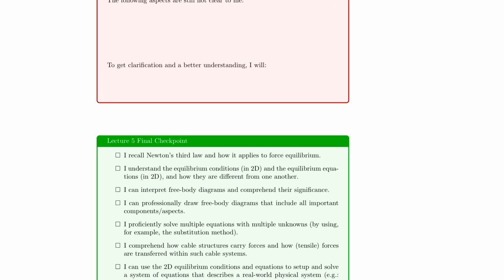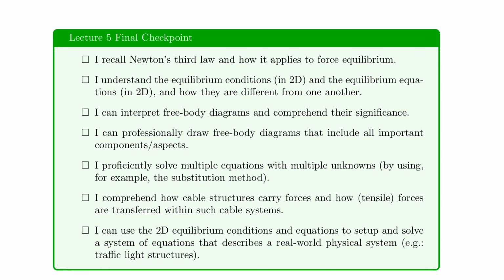Last but not least, let's check off our final checkpoints here. So first, we of course understand or recall Newton's third law, and we know what force equilibrium is. That was definitely explained in this lecture, and we now understand where that's coming from and why we need this. Then we talked about equilibrium conditions, and that is very important to be differentiated from the equilibrium equations. And we did this, of course, in 2D. So we understand the difference for those and what they are.